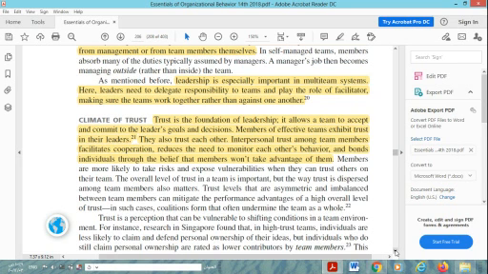Interpersonal trust among team members facilitates cooperation, reduces the need to monitor each other's behavior, and bonds individuals through the belief that members won't take advantage of them.